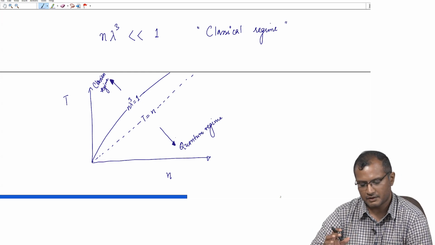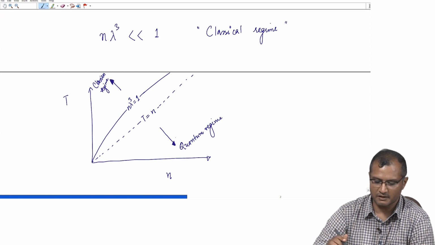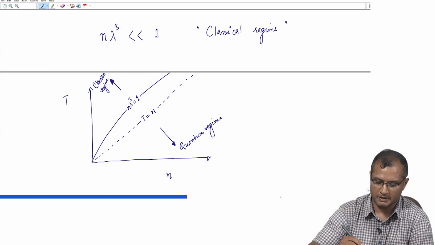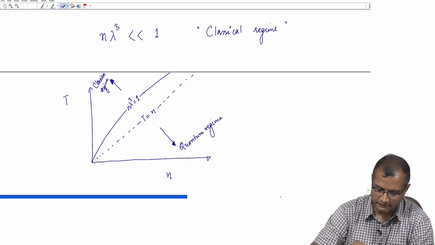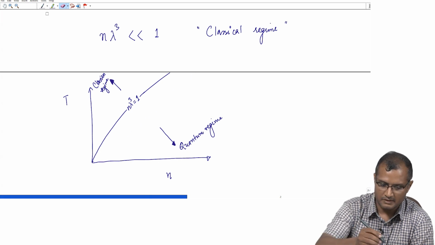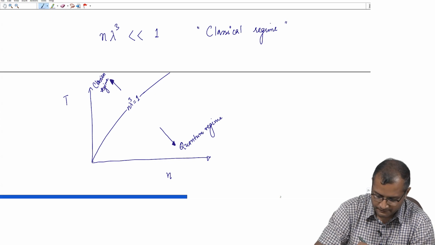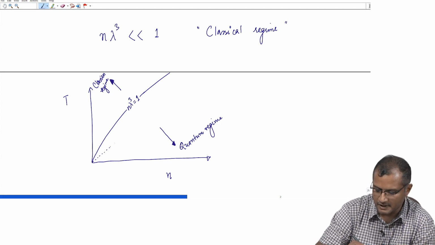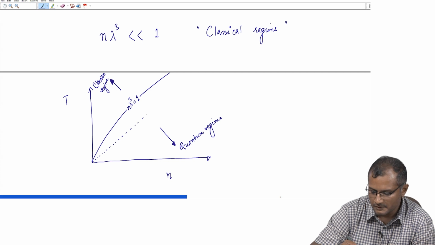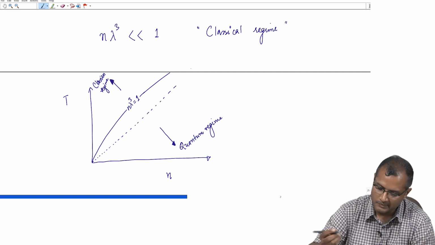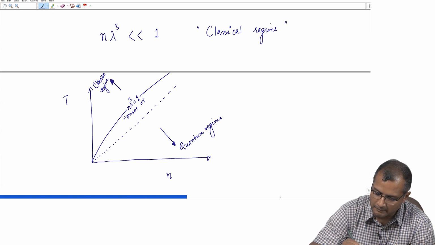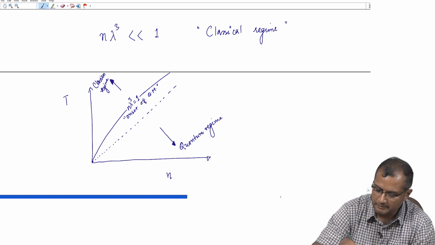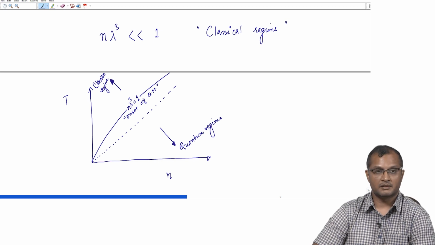And somewhere close to the n lambda cube equal to 1 line you have an onset of quantum mechanics. So, I am going to remove the t equal to n line, because it is making the figure very busy. Just maybe very faintly I will show. Okay. So, this is where I have the onset of quantum mechanics near the solid line.